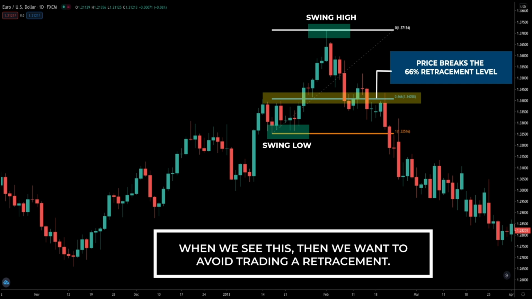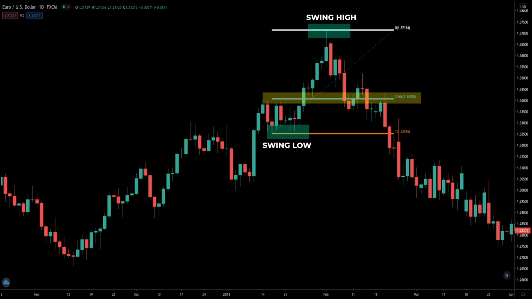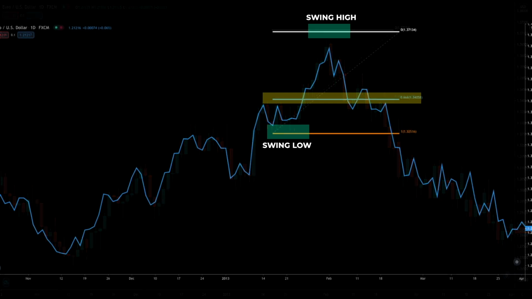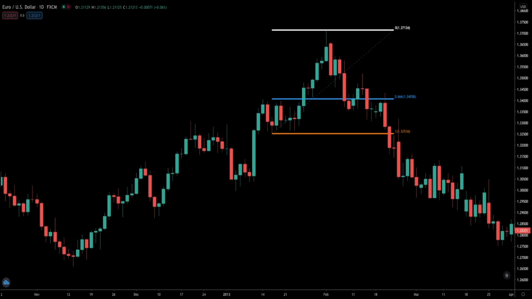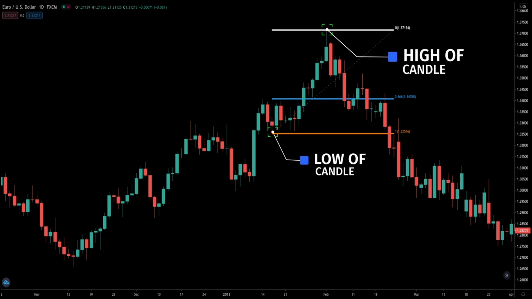So this is how we use the Dow Theory in a practical way. By the way, a quick tip for you if you struggle with identifying the swing highs and lows. You can switch to the line chart and you should be able to identify the swing highs and lows easily. Just remember that you should be drawing the Fibonacci retracement tool on the candlestick chart and take into account the highs and lows of the candles.